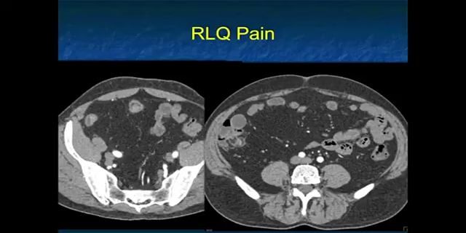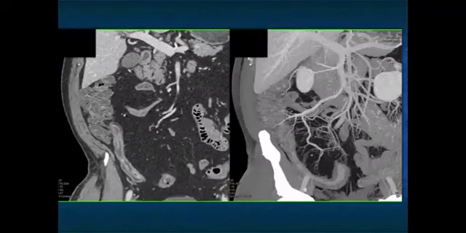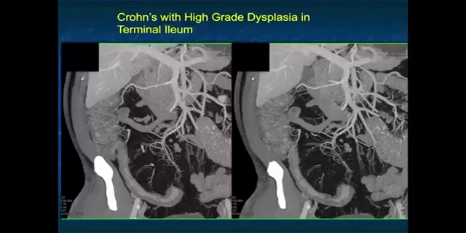This case, right lower quadrant pain, you see thickening with submucosal fat in the distal small bowel, but you also see the fibrofatty proliferation of mesentery. You can see on the coronal views the length of the terminal ileum thickening and narrowing. Think about that as opposed to the first case. And with the fibrofatty proliferation, this is most compatible with Crohn's disease, submucosal fat in the terminal ileum, narrowing, and prominent vasa recta. And this was Crohn's disease with high-grade dysplasia at time of surgery.